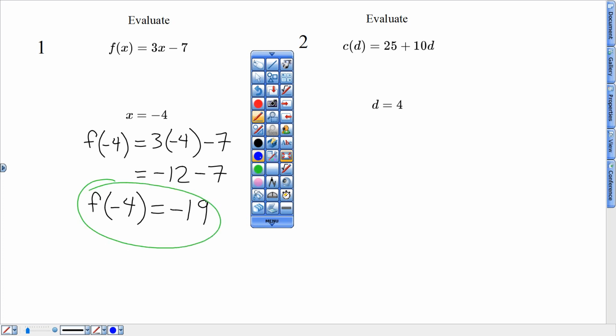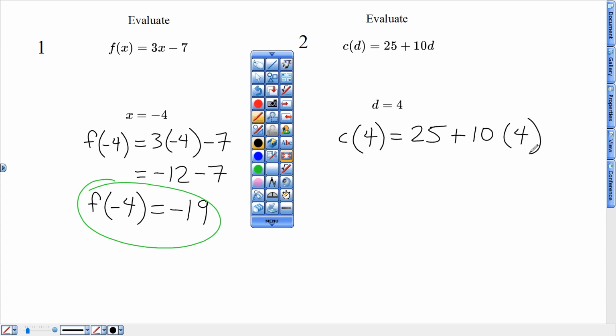For this guy, I'm plugging in d right here, and I'm following order of operations. So that's going to be c, and I put that 4 right there to show the number I'm plugging in. 25 plus 10, and I put that d right here. First random word is surf.